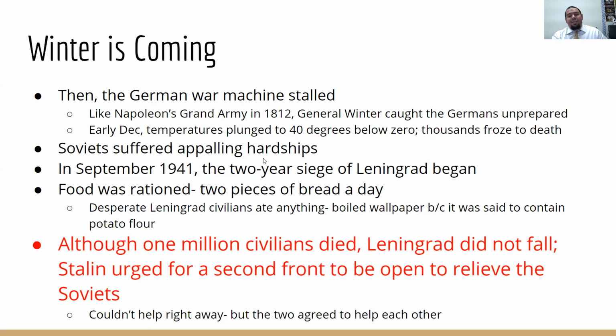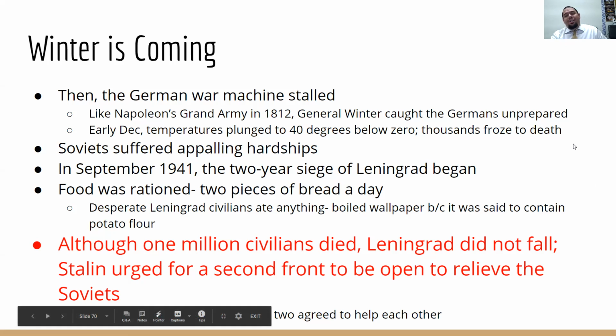In September, the 2-year siege of Leningrad began. Food would be rationed. You would have 2 pieces of bread each day. Desperate Leningrad civilians, however, will eat anything, because as you get starved out, you resort to whatever you got. So they would boil wallpaper because it was said to contain potato flour, so they could have some potatoes to eat. Although 1 million civilians will die in the city, Leningrad did not fall.